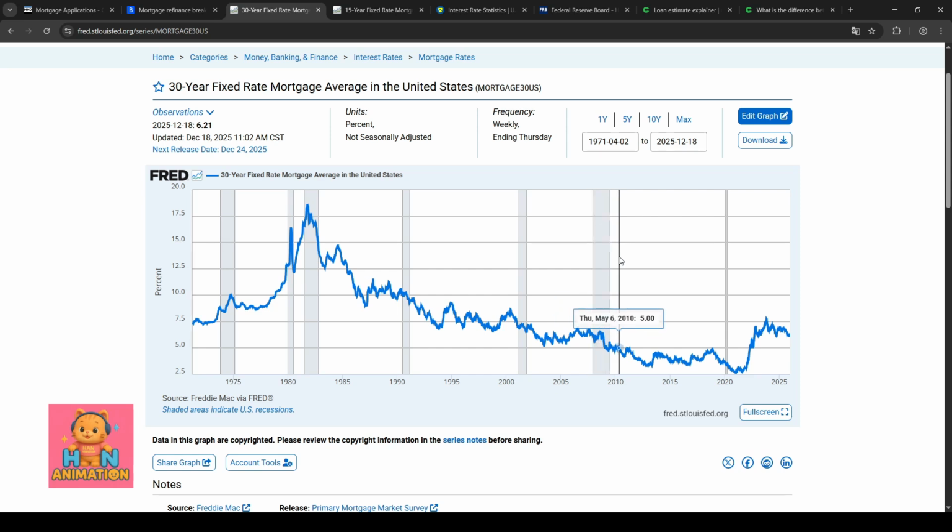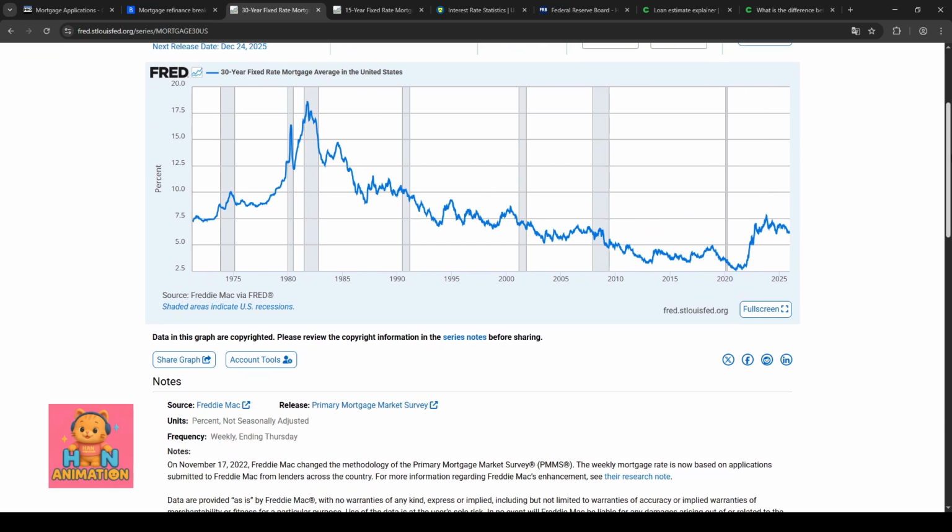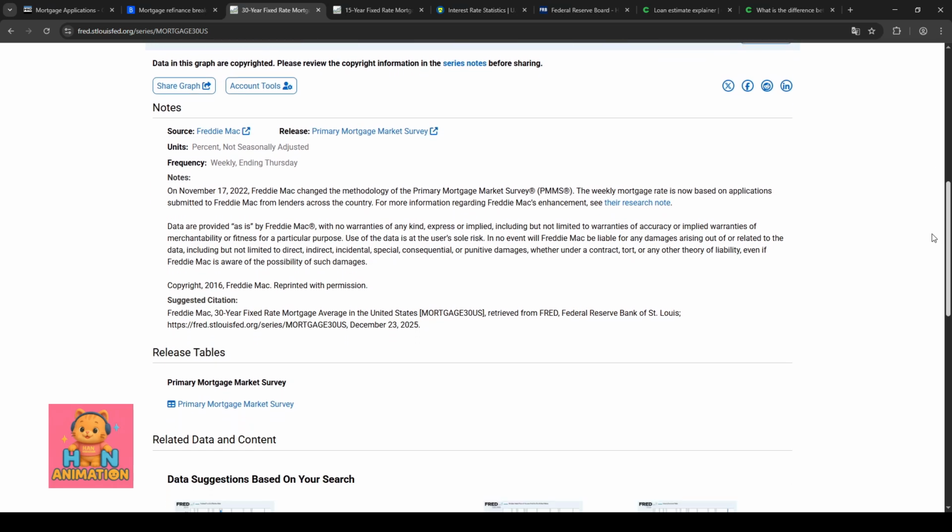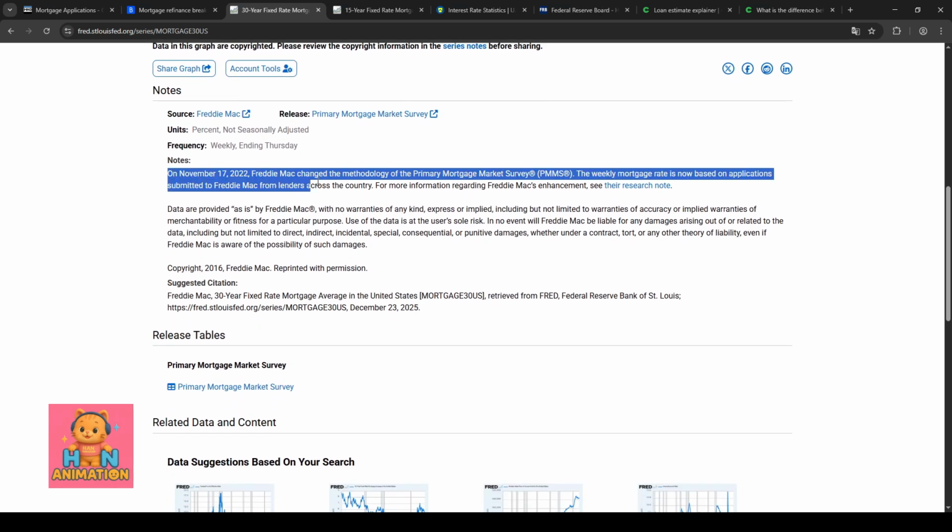Before points, calculate old payment. Monthly rate is 0.0725 divided by 12. That is 0.60417 percent. New payment monthly rate is 0.0625 divided by 12. That is 0.52083 percent. Instead of doing the full formula on screen every time, you can use any mortgage calculator. But the key is you must compare principal and interest only.